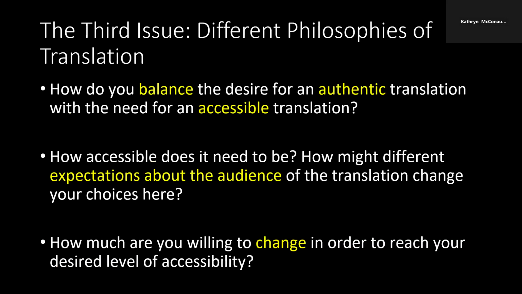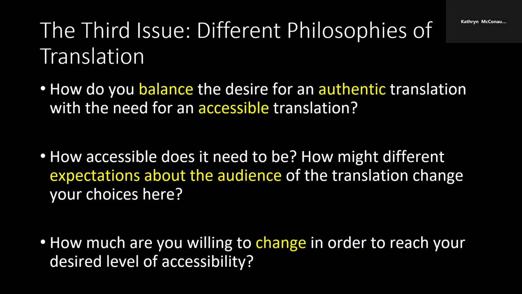So another issue that we run into is there may be different philosophies of translation. And this is just going back to what we've already talked about. How are you going to balance the desire to have a very authentic translation of the Hebrew Bible with the need to have an accessible translation of the Hebrew Bible? How do you do that? Basically, different philosophies of translation tend to boil down to which of these things gets more priority. It's generally not that any translator is saying only authenticity is important or only accessibility is important. Generally, it's how much weight do they give each of these things?